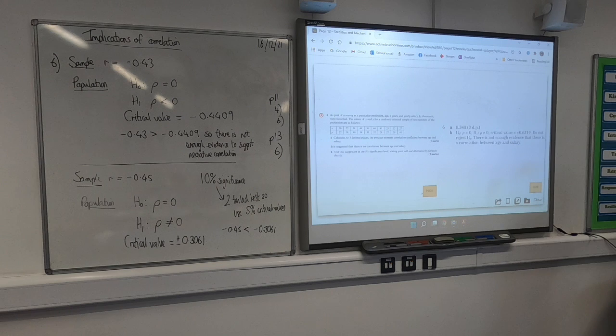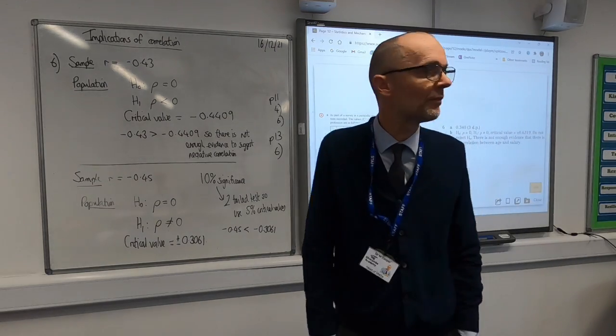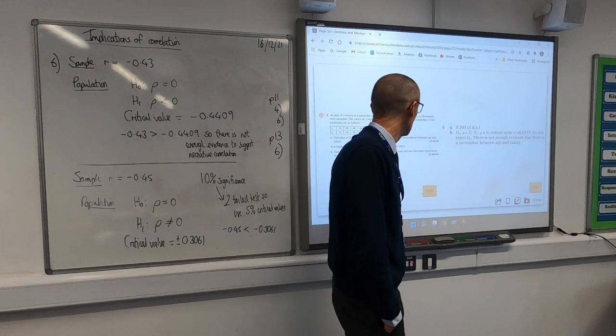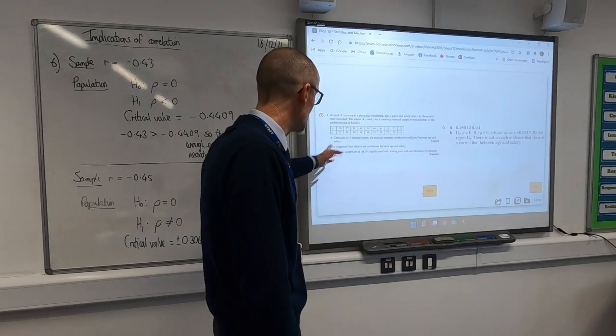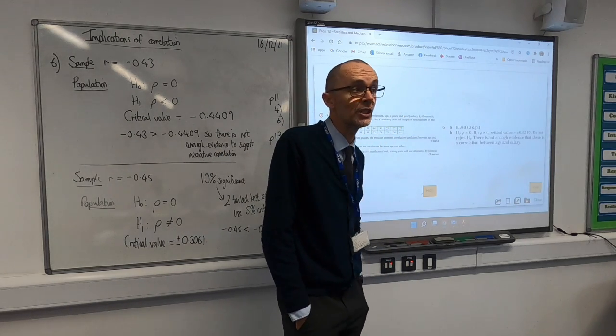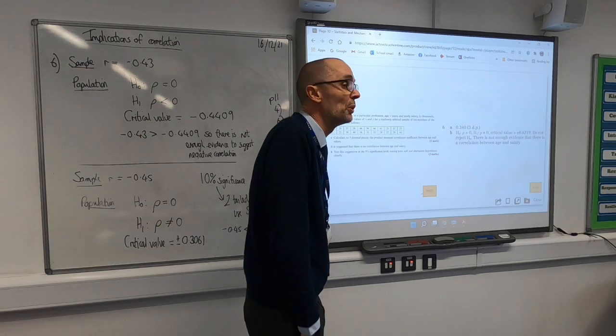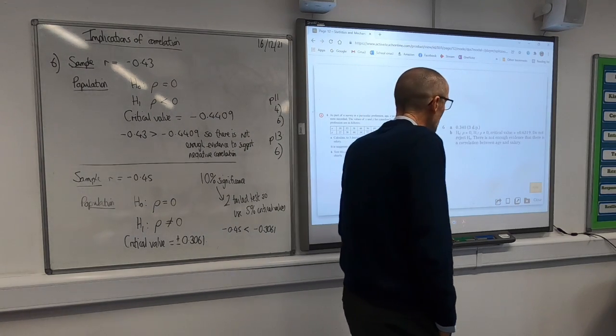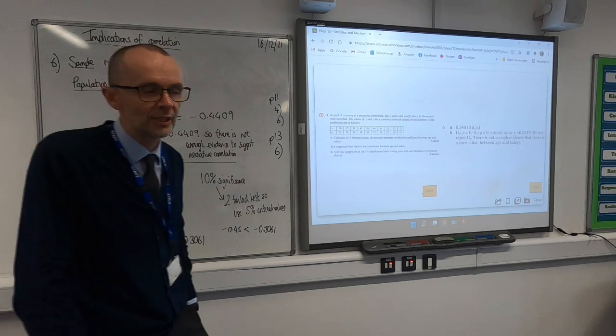So the critical value is either plus or minus 0.6319. Our value, which is positive, is below that. So there's not enough evidence. So the suggestion is correct. The evidence supports the suggestion. There's not enough evidence to suggest there's a correlation. So it looks like there is no correlation there.